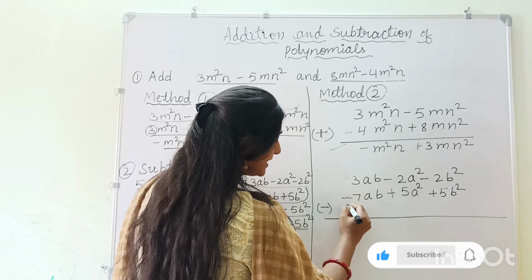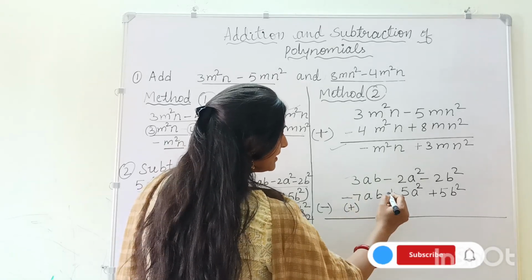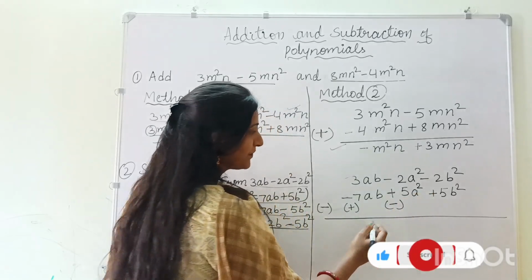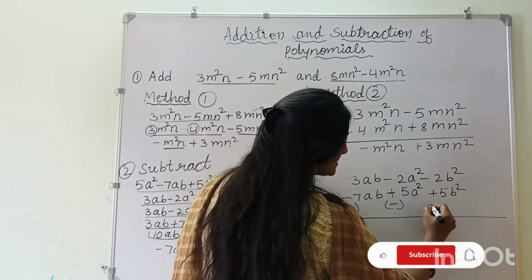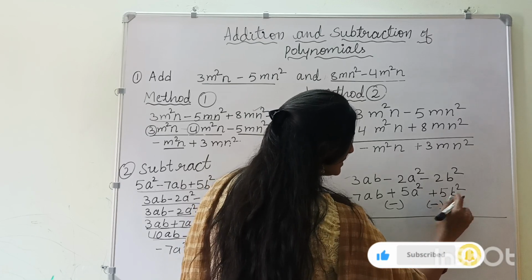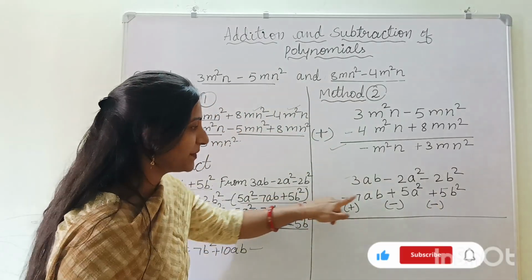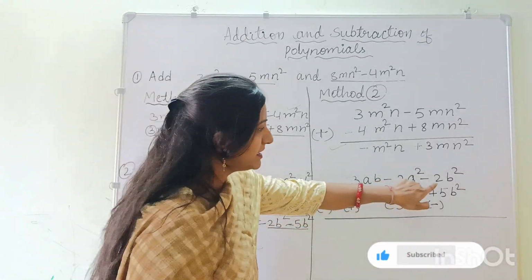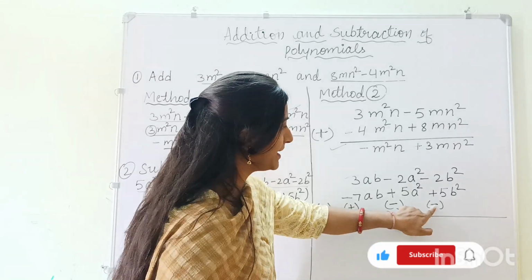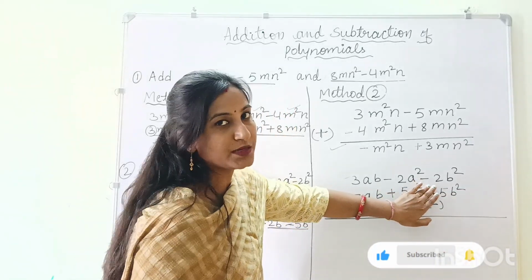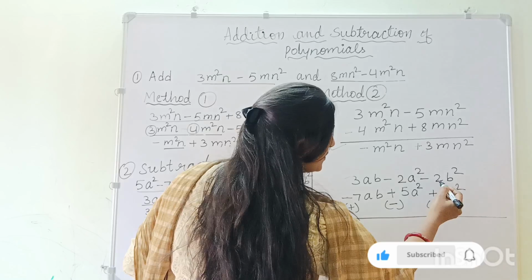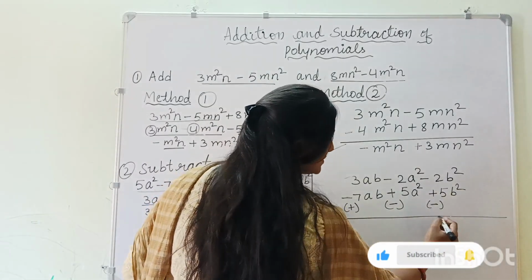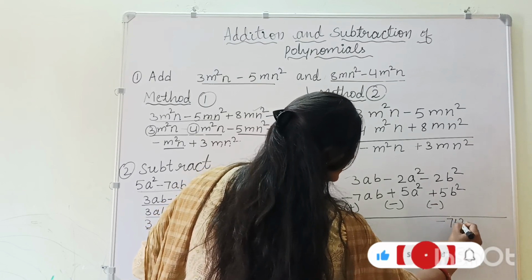So here the minus sign will become plus 7ab. Here plus 5a square will become minus 5a square. This plus 5b square becomes minus 5b square. So now you forget about the previous sign and see the new sign for subtraction. Minus 2b square minus 5b square. You have to forget about the previous sign. So 2 and 5 both are negative. Now addition will be there. So 5 plus 2, minus 7b square.